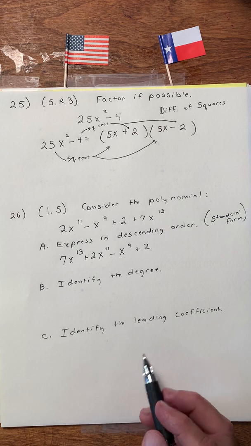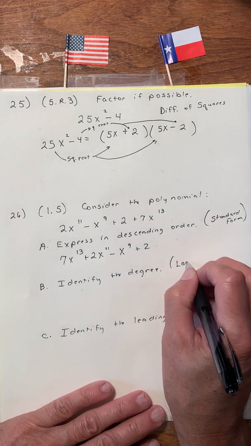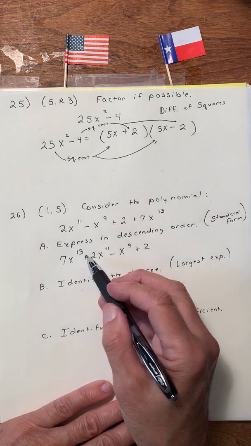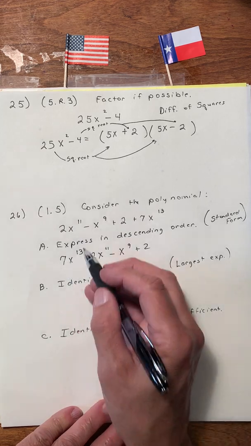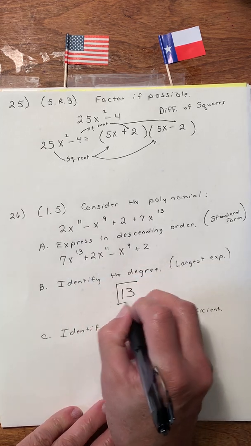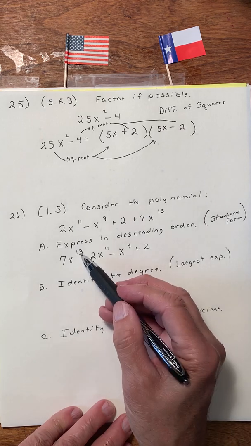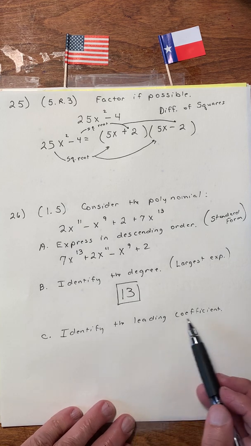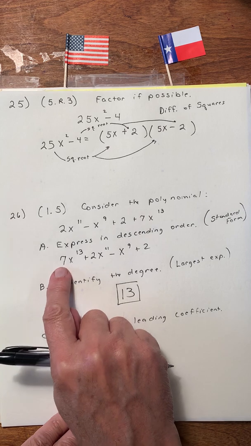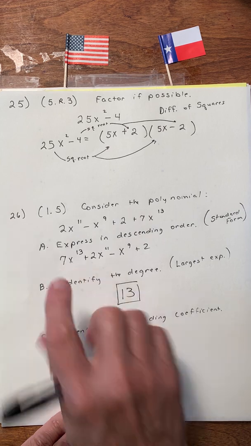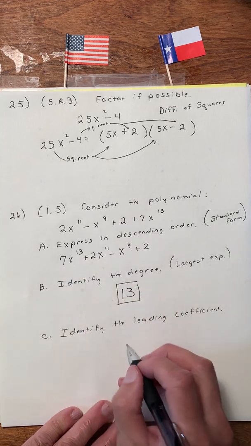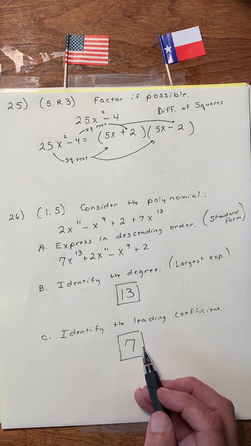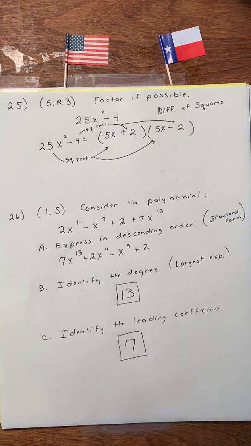Identify the degree. Remember what the degree is. That's the largest exponent. It's not 7x to 13. It's not x to 13. It's 13. So the degree is just the exponent that's the largest in this particular polynomial. And finally, identify the leading coefficient. That's the number, the coefficient, in front of your leading term. So it's not 7x to 13th, it's not 7x, it's just 7. You put 7x to 13th, it's going to count it wrong. You put 7x, it's going to count it wrong. Just 7.